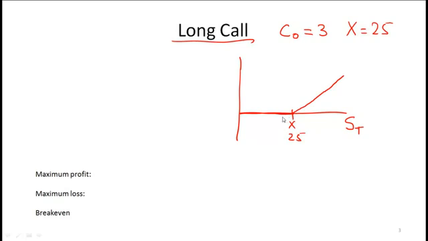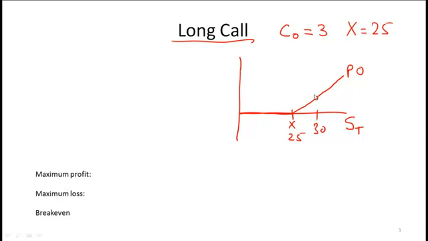And just as a quick refresher, if the stock price at maturity ends up less than the strike price, then the payoff is 0. But if the stock price at maturity is more than the strike price, then the call option is in the money, so you have this payoff. If the stock price ended up at 30, your payoff was 30 minus 25, which is 5. So this is your payoff diagram.